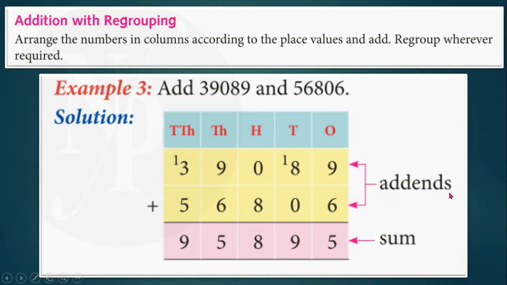After adding we need to understand one important thing. The numbers which we add are called addends, and the answer we get after adding the numbers is called the sum or total. Remember the names.